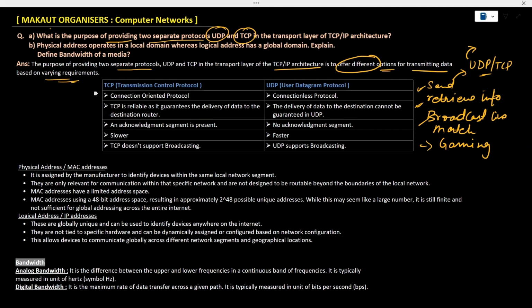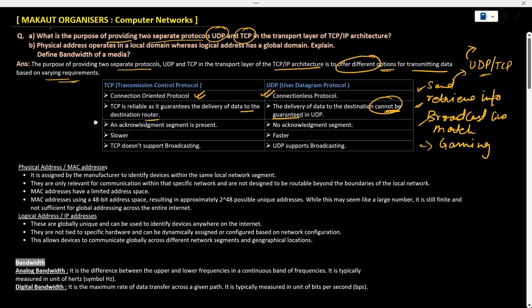TCP is a connection oriented protocol. That means there will be a receiver and a sender, and between them there will be a connection. And UDP is a connectionless protocol. TCP is reliable as it guarantees the delivery of the data to the destination. And in UDP, there might be packet loss. The delivery of the data to the destination cannot be guaranteed.